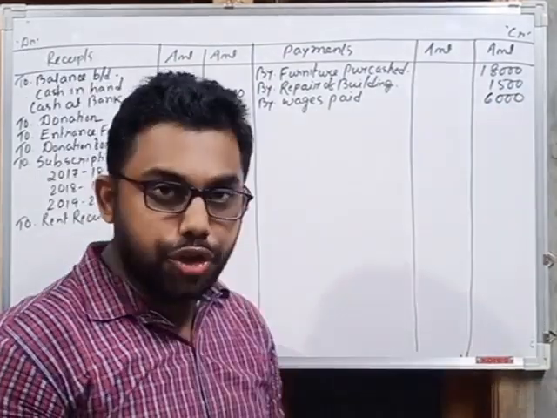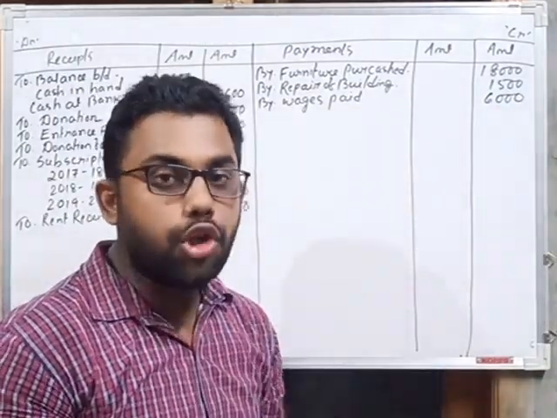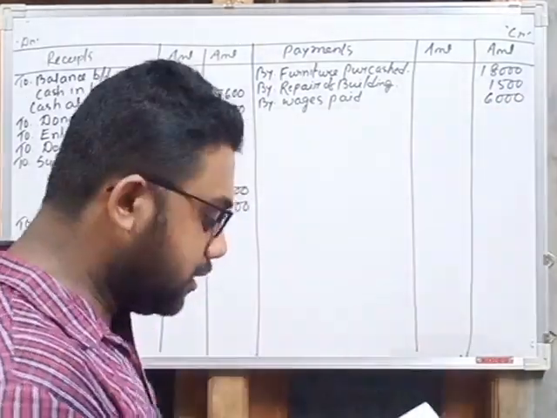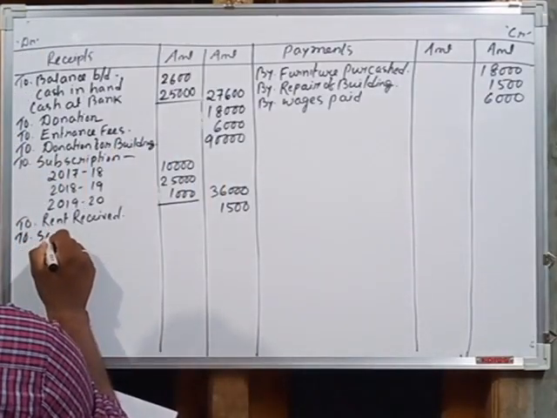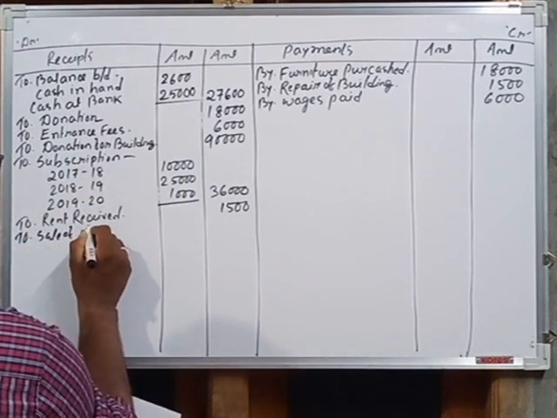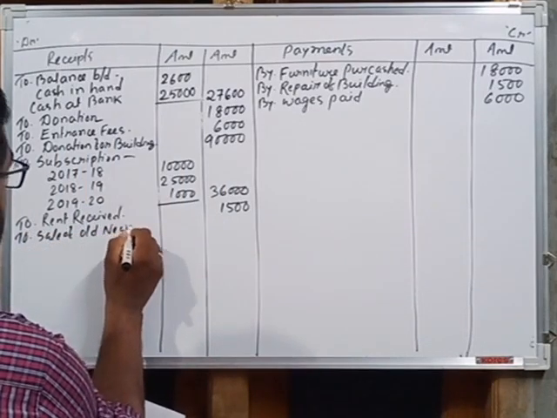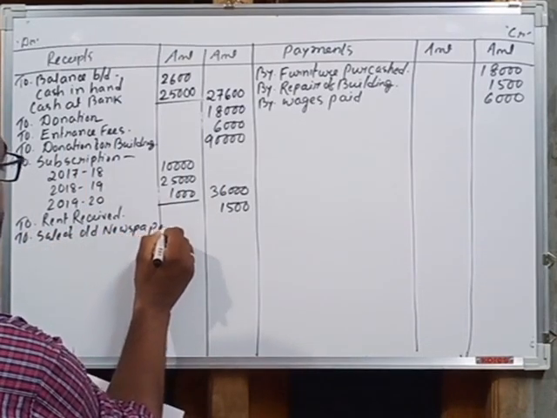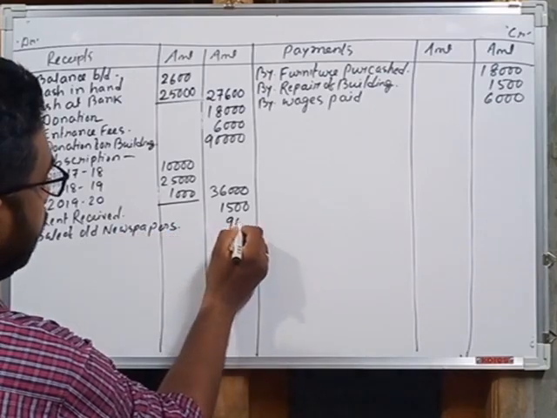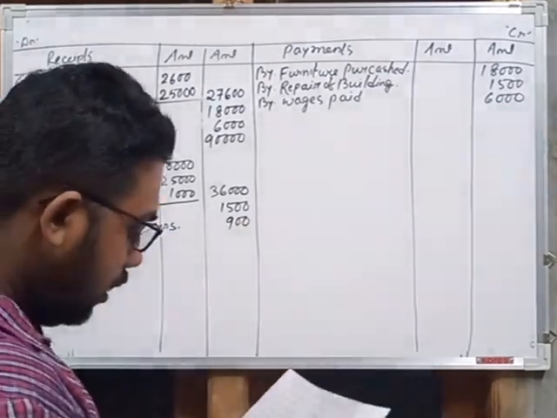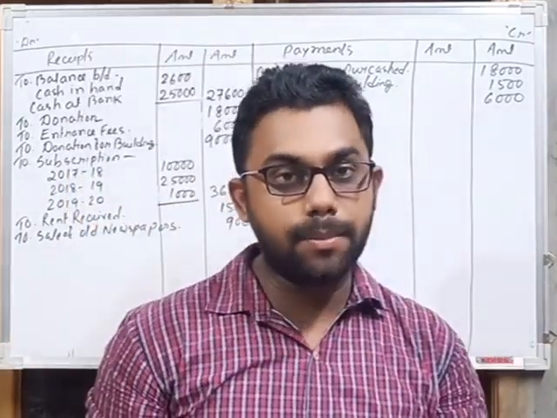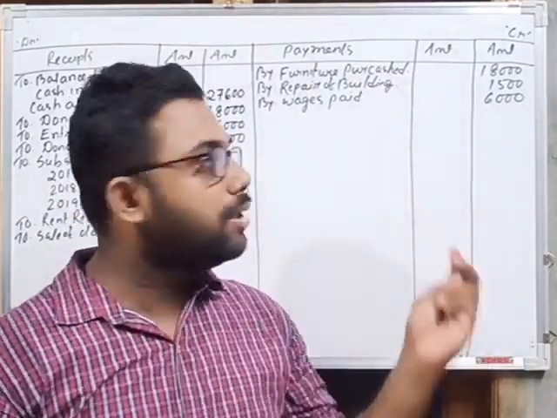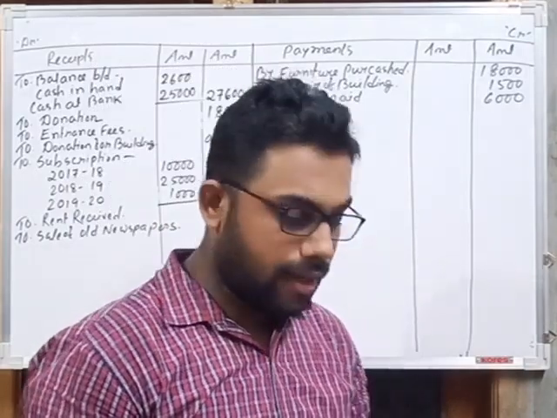Sale of old newspaper. So after selling the old newspaper we will receive, so it is the receipt for the non-trading organization. To sale of old newspapers, 900. Next, outstanding salaries. That means the salary is yet to be paid. That means payment is not done, so it will not come in the receipt and payment account.